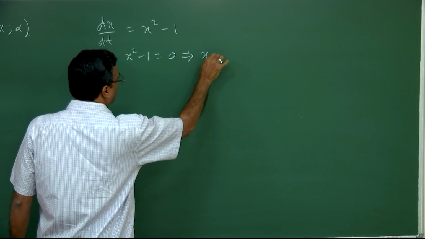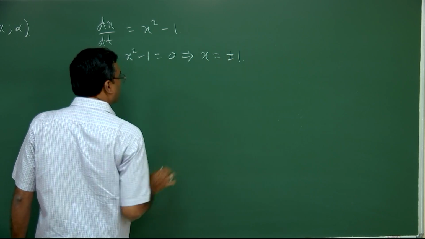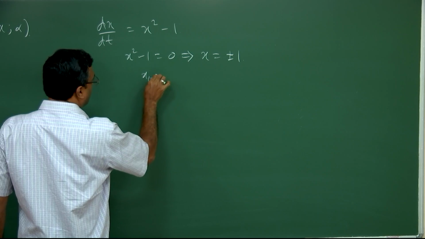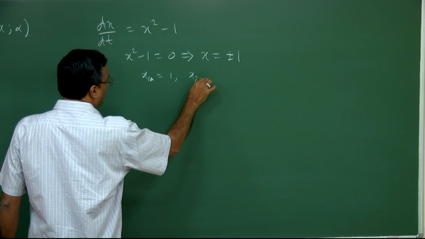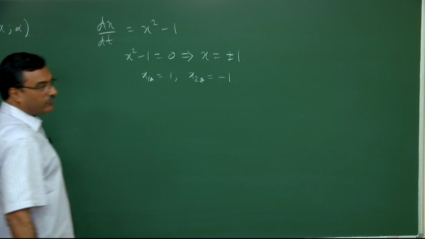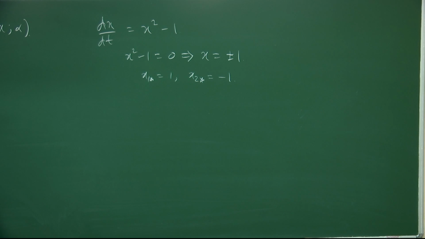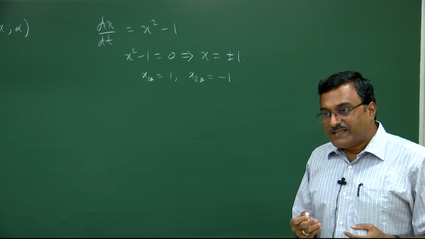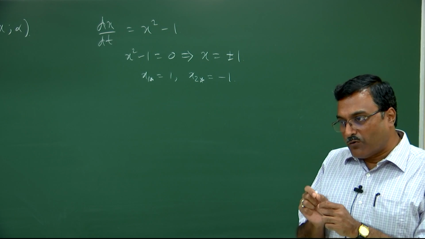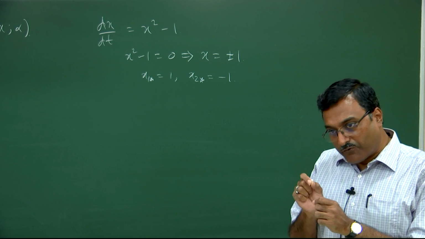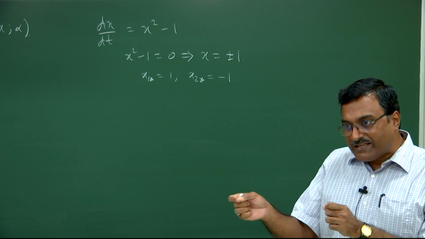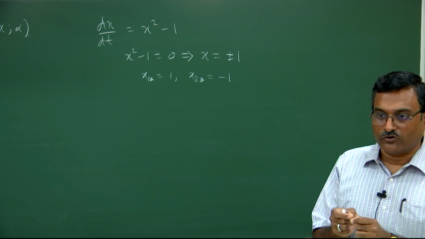So this gives you x equal to plus minus 1, and in terms of our notation x star, we can write x1 star equal to 1 and x2 star equal to minus 1. So these two are equilibrium points. Now what is the stability concept of the equilibrium points? The answer is that if you give a small perturbation from the equilibrium point, then whether the solution trajectories have a tendency to come back to the equilibrium point or not.